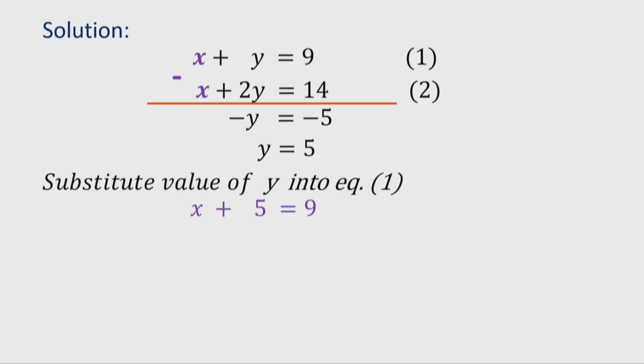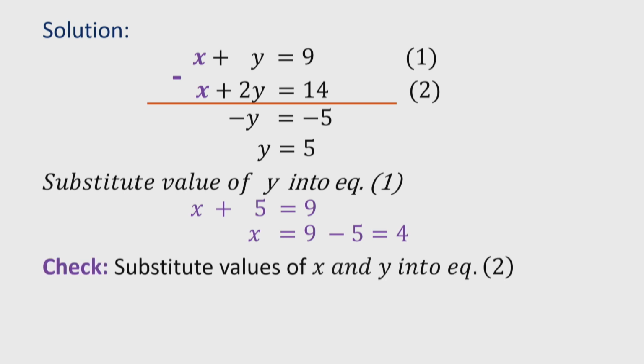So x plus y equal to 9 is my first equation. I will therefore have x plus 5 equal to 9 because I replace the value of y by 5. And I get x equal to 9 minus 5, which is 4. So for this pair of simultaneous equations, I will get as answer x equal to 4 and y equal to 5. Now we can check if our answers are correct.